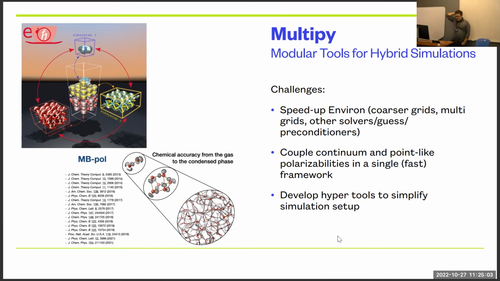We need to find a way to couple the continuum and point-like polarizability in a single framework. I have some ideas on this. This is more of an electrostatic kind of problem. And then we need to develop tools that simplify the user perspective. When you start to have all different methods that interact together, it's difficult to set up the right combination, right? I've seen this in machine learning. One of the main advantages of machine learning software like scikit-learn or TensorFlow is not the fact that they implement a lot of different methods, but the fact that they allow you to test them systematically in a very easy way. And so we would like to develop something similar for our multiscale combination of methods.